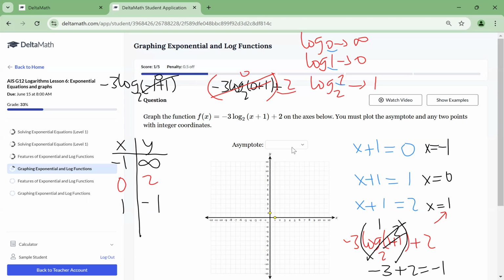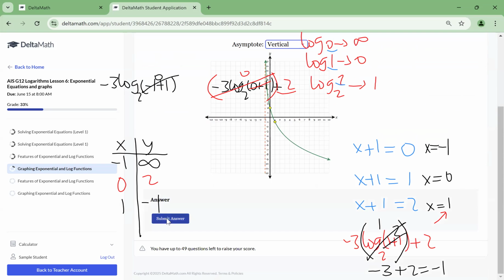Now we plot these onto the graph. So the vertical asymptote is at negative 1. And when x is 0, y is 2, so this goes here. When x is 1, y is negative 1, so this goes over there. And we just submit.